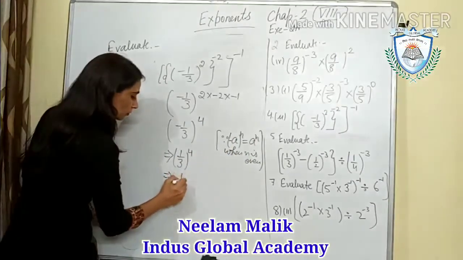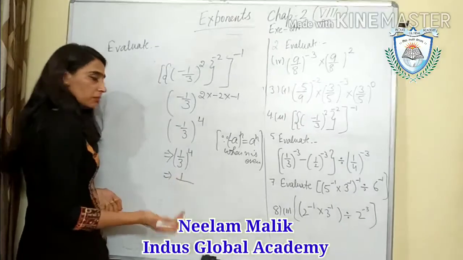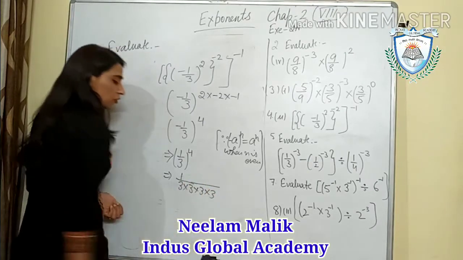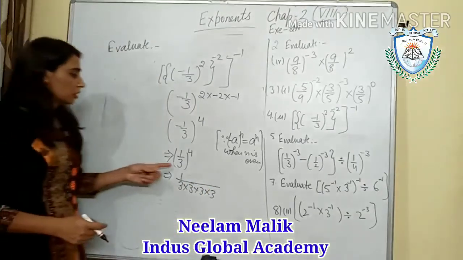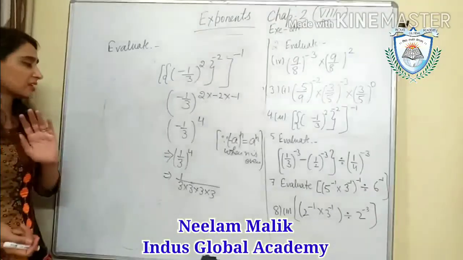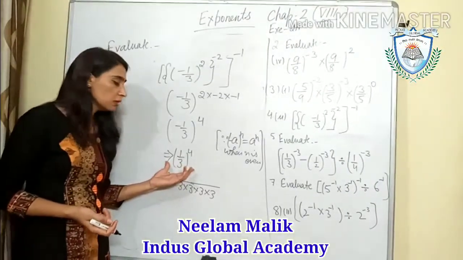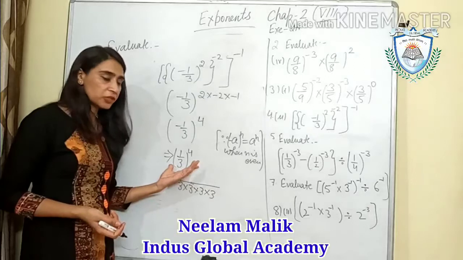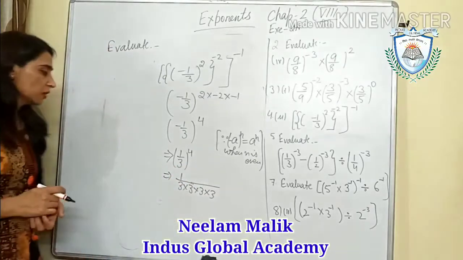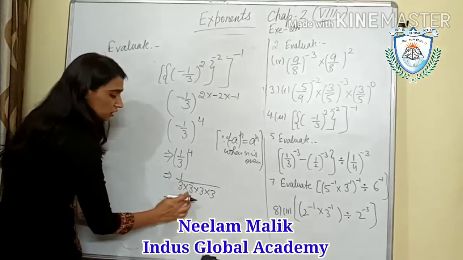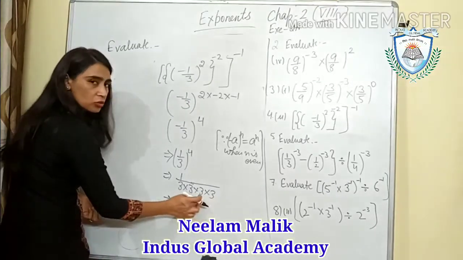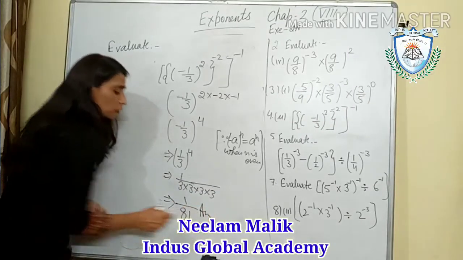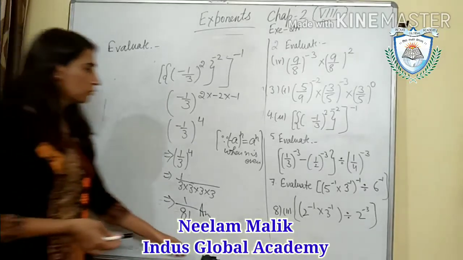So now, 1 to the power 4 will be 1, and 3 to the power 4 will be what? Maybe the answer in your book is given only this, or maybe this. Don't get confused, because this is in exponent form and this is in simple form. So here multiply 3 four times. 3 3s are 9 and 3 3s are also 9. 9 9s are 81. So our answer is 1 upon 81.